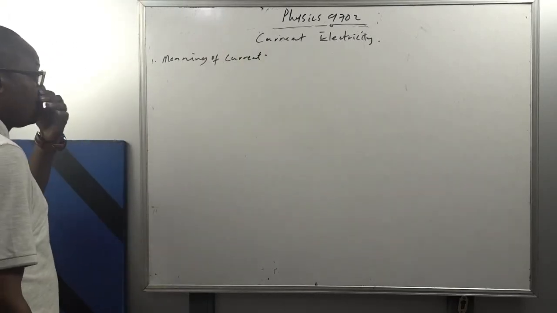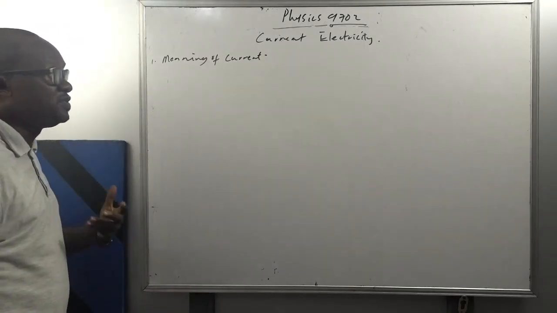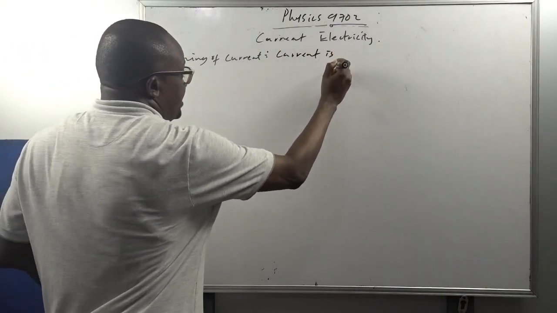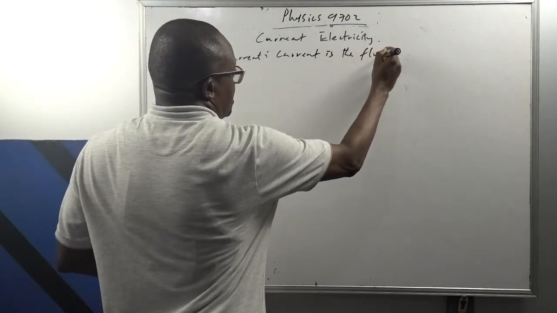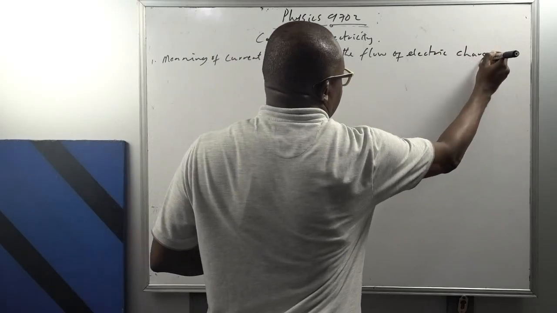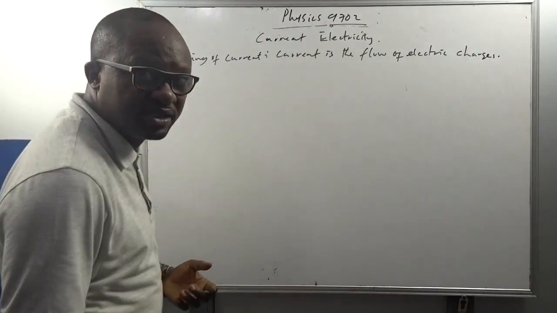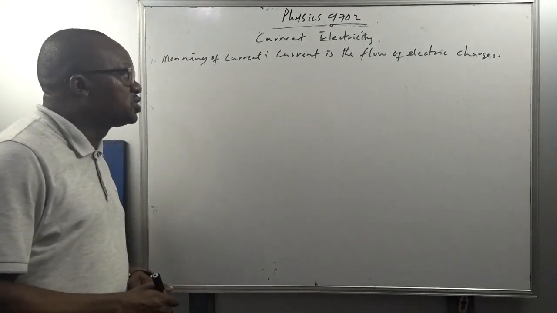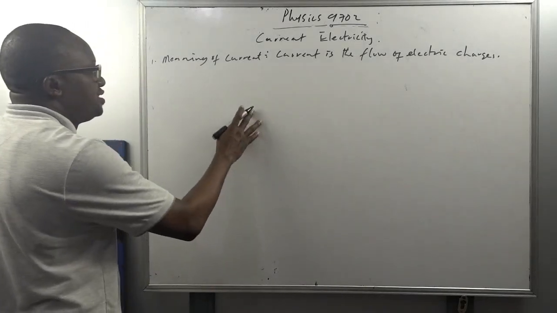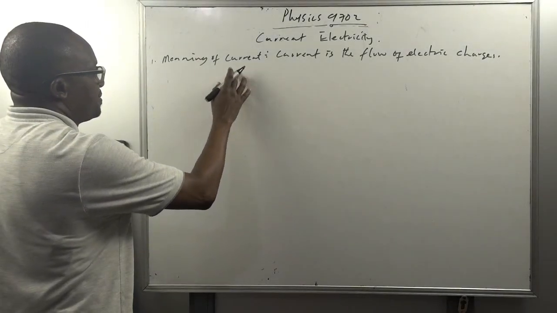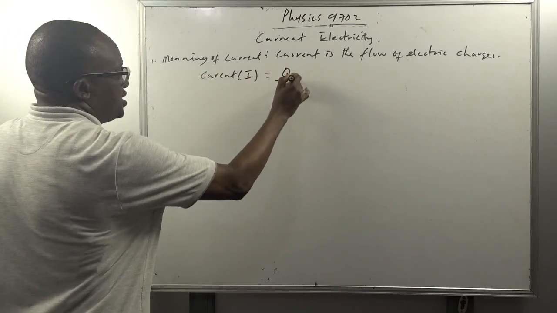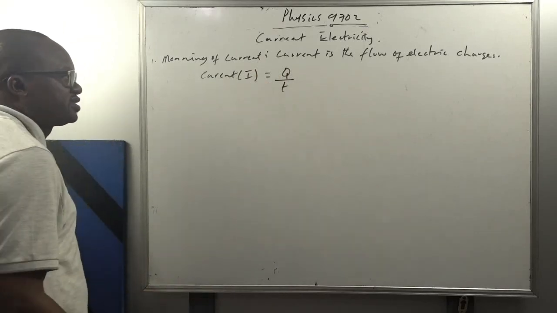So when we talk about current, what is the meaning of current? Current is the flow of electric charges. You should know that electric charges can be positively charged or negative charged. So when electric charges flow, it creates current. Mathematically, the symbol for current is I. Current I is giving us the flow of electric charges.